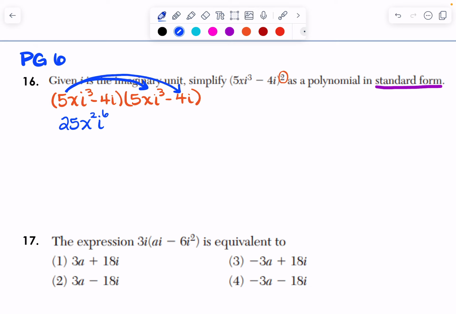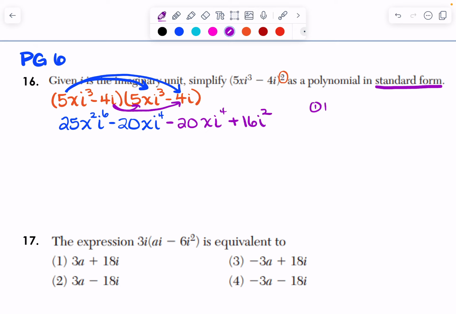Okay, next we have 5xi cubed times negative 4i. So 5 times negative 4, negative 20. x has nothing to multiply with. And i cubed times i to the 1st is i to the 4th. All right, moving on. Now I have negative 4i times 5xi cubed, which is negative 20xi to the 4th. Again, it's technically the same thing that we just did. And then negative 4i times negative 4i. Well, negative 4 times negative 4 is positive 16. And i times i is i squared.